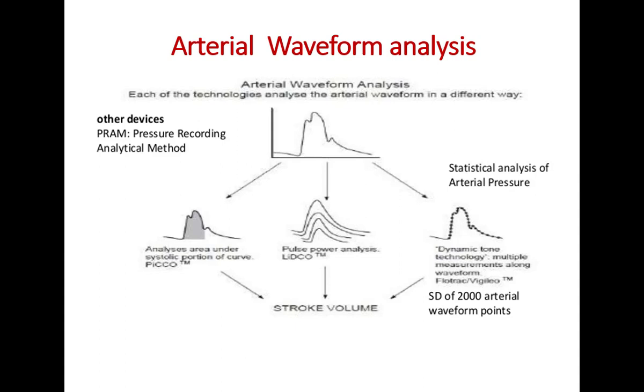Now we have several devices. We have the PiCCO, both calibrated and non-calibrated, which analyze the arterial waveform, and each one works in a different way. Suppose this is your classical arterial waveform. The PiCCO uses the systolic portion. The systolic portion is the portion before the dicrotic notch, and it subtracts out the diastolic portion and says that the systolic portion is proportionate to the stroke volume. Multiplying stroke volume by heart rate, it gives you cardiac output.